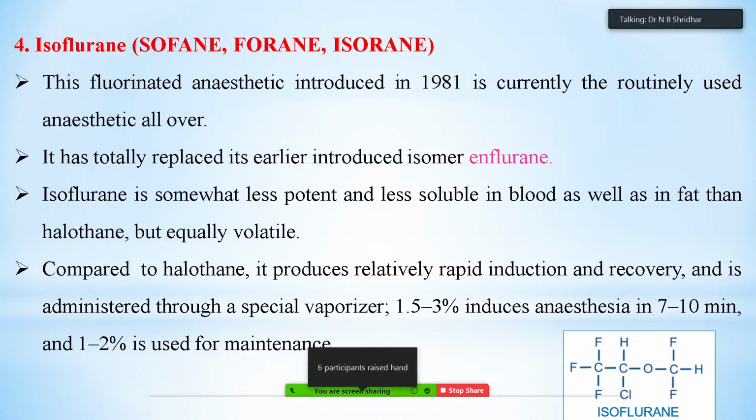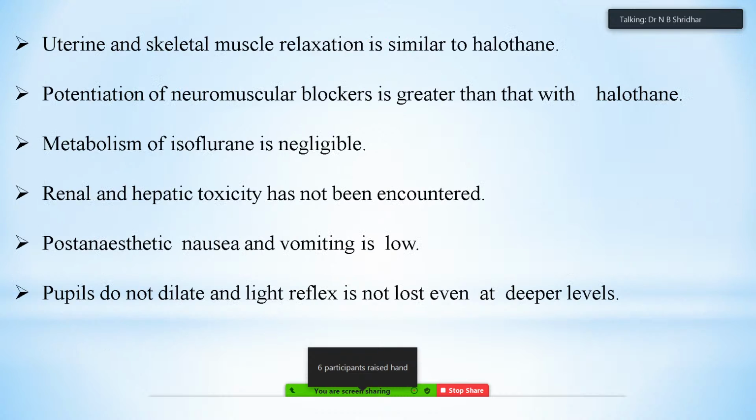1.5 to 3% induces anesthesia within a very short time of 7 to 10 minutes, and 1 to 2% is used for maintenance. Uterine and skeletal muscle relaxation is very similar to that of halothane, and potentiation of the neuromuscular blocker is greater than that of halothane. The metabolism of isoflurane is very negligible. Renal and hepatic toxicity is not encountered. Nausea and vomiting is low, pupils do not dilate, and the light reflex is not lost even at a deep level.